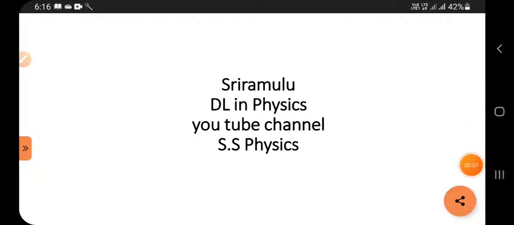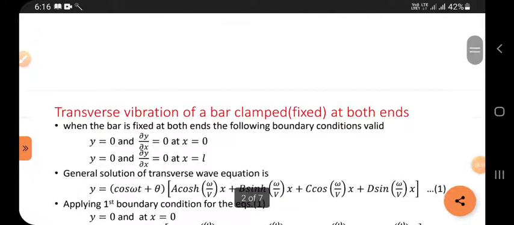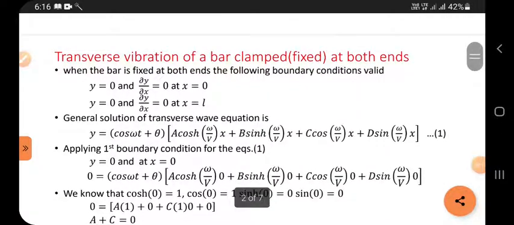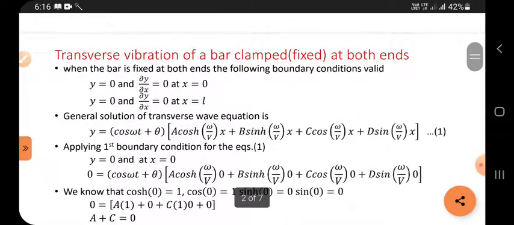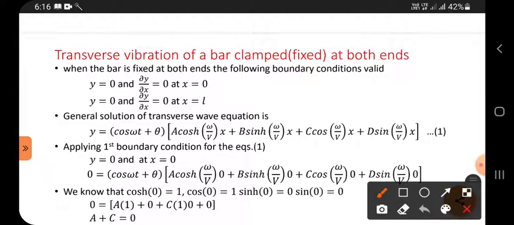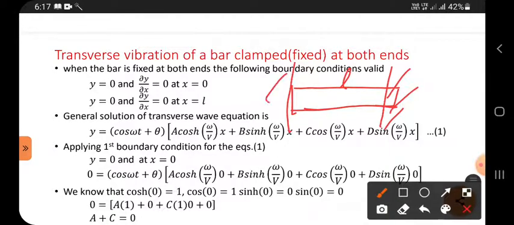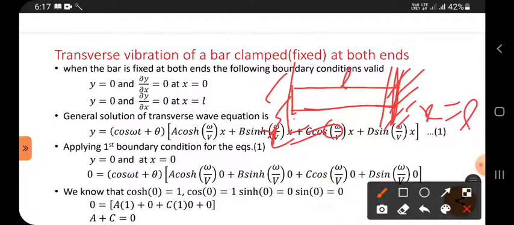So today's topic is transverse vibrations of a bar clamped at both ends. Clamped means fixed at both ends. So for example, like this, if it is a bar having length L, both ends are fixed like this, right? Two ends. So let this be the beginning end. At the beginning end we take x equals 0, and this end as x equals L. Why? Because from here to here the distance is L.